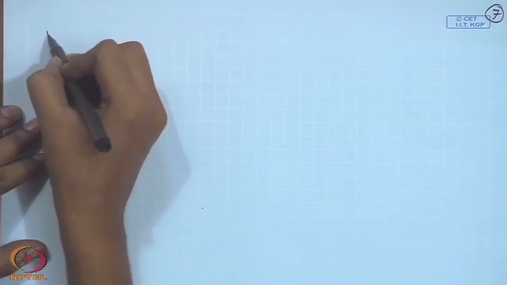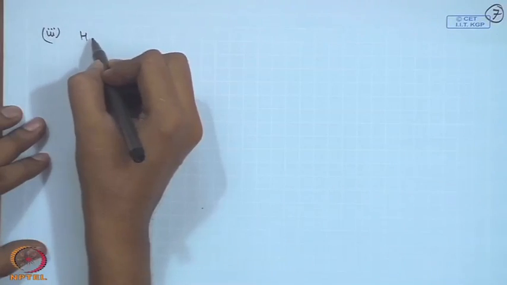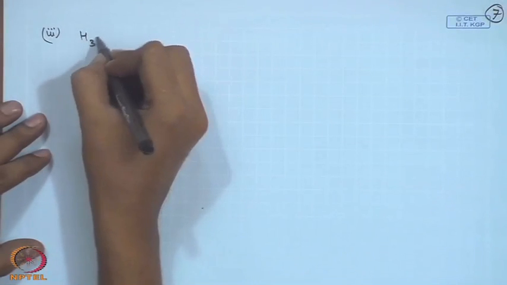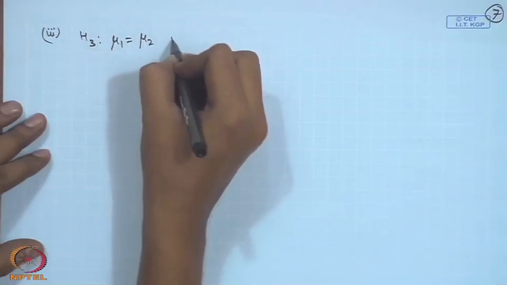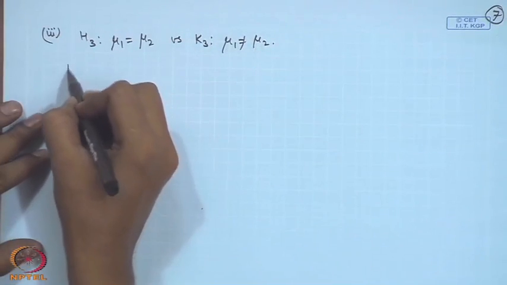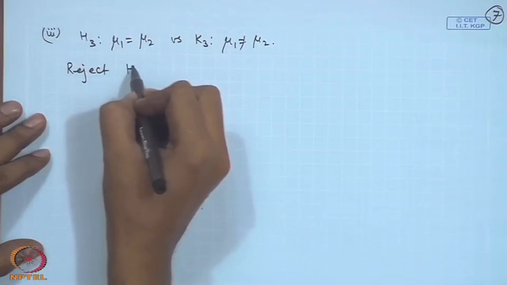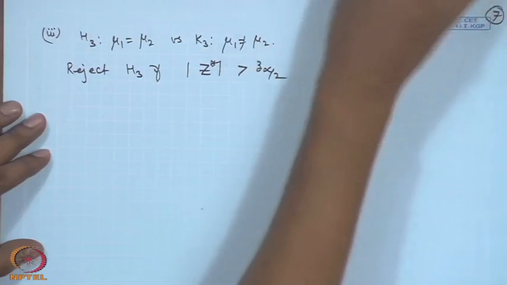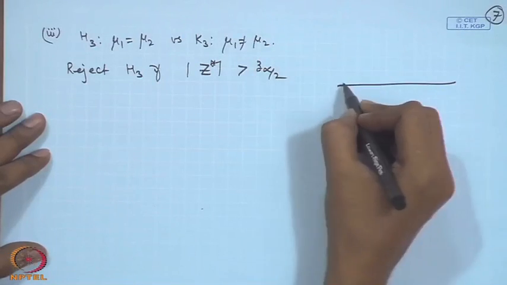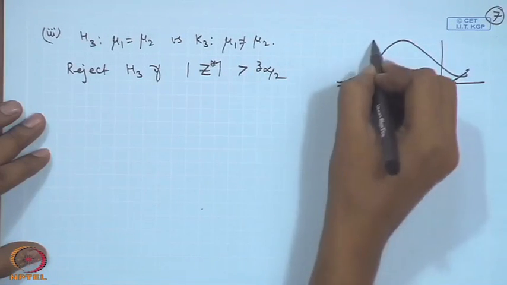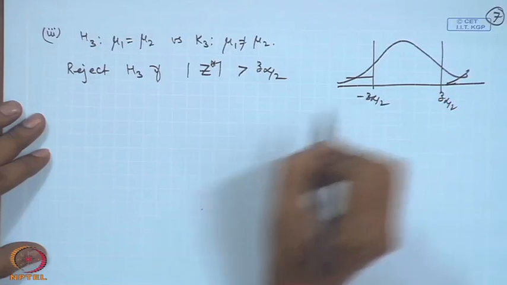And once again for the two sided problem, we may consider this as h 3, mu 1 is equal to mu 2 against k 3, mu 1 is not equal to mu 2. So, you will consider reject h 3 if modulus of z star is greater than z alpha by 2. That means, we will be rejecting on both the sides of the normal curve. That means, if the value is in this zone or in this zone, that is minus z alpha by 2.